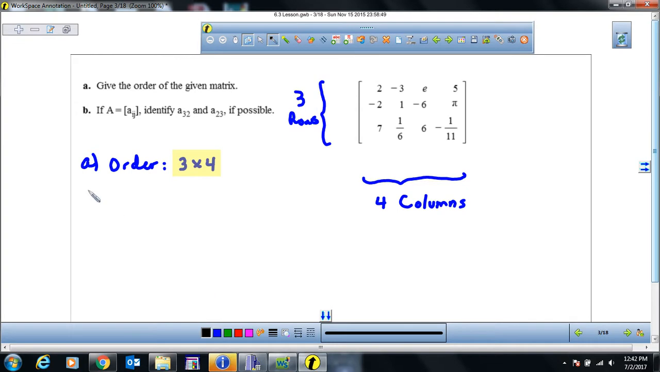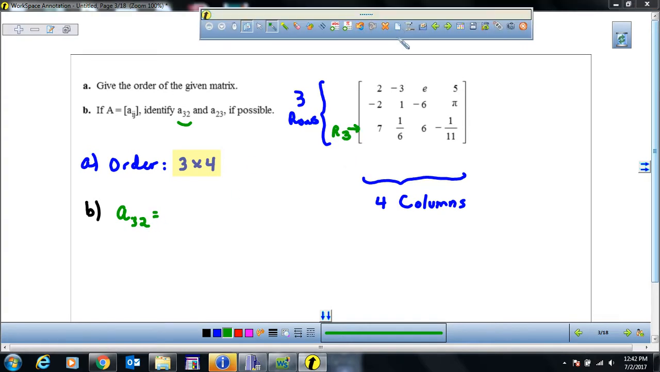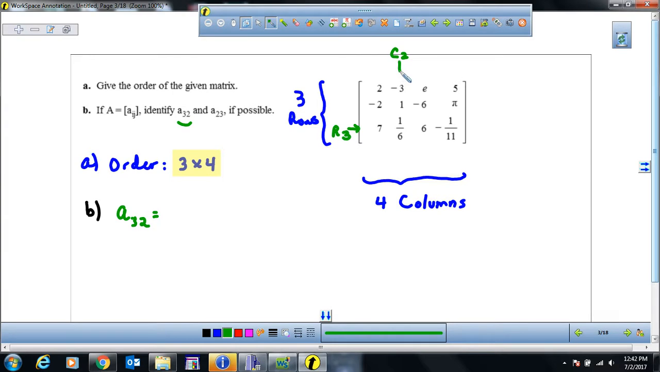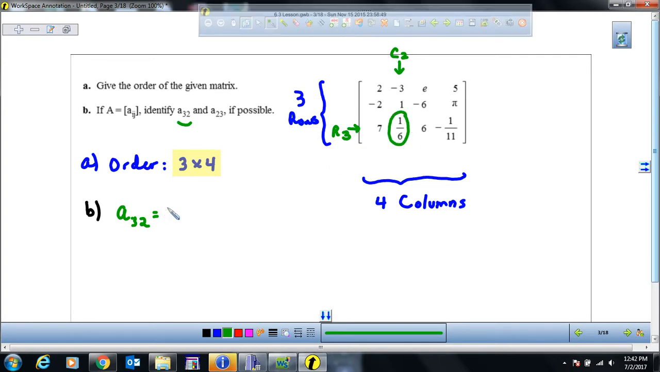Next, letter B. We are going to identify two elements. You see that they want you to identify a_32. What does it mean? It means that you want to find the element located in row 3, this is my row 3 right here, but column number 2, this is my column 2. So which one is the only element that is in row 3 and at the same time column number 2? That is the number 1/6.